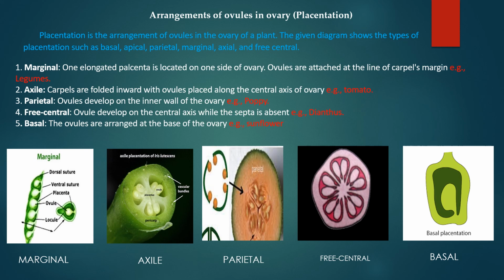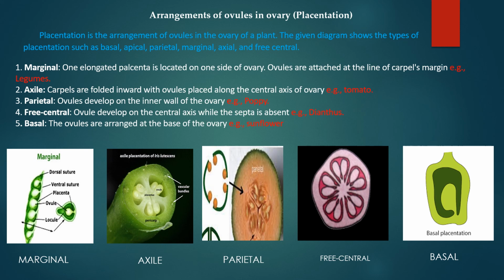The fourth one is free central. Ovules develop on the central axis while the septa are absent. You can see here the ovules develop on the central axis without the septa, and this is what we call free central. Example, dianthus. You can see that this is free central placentation.